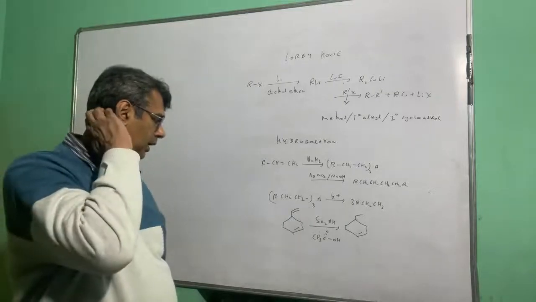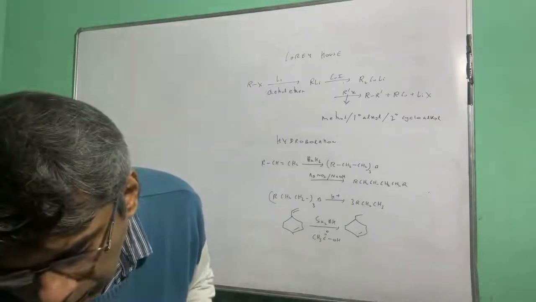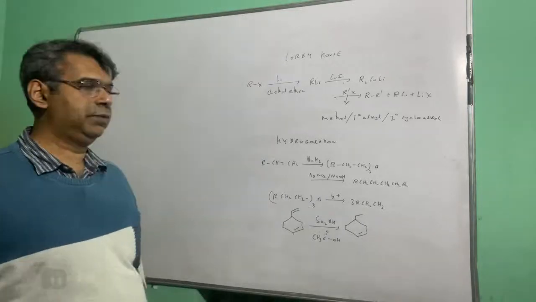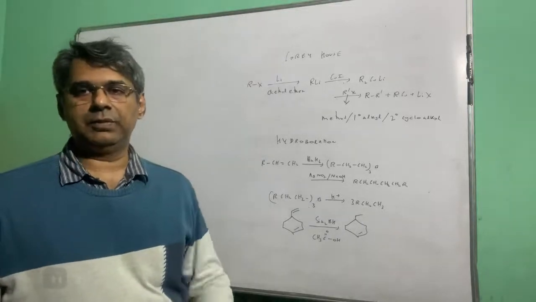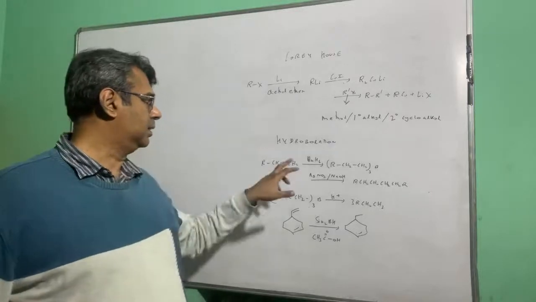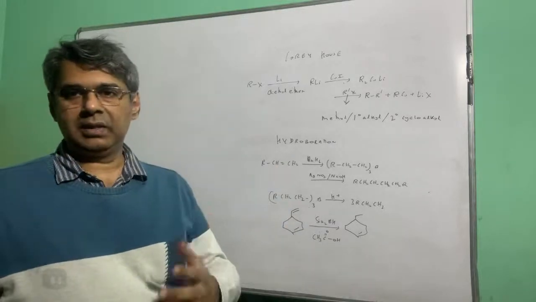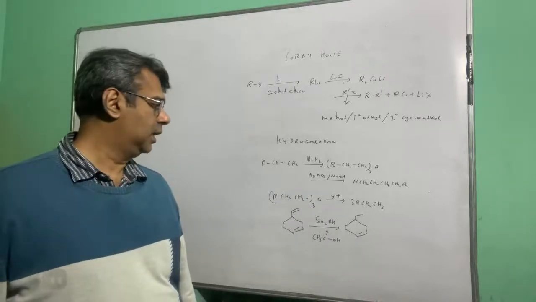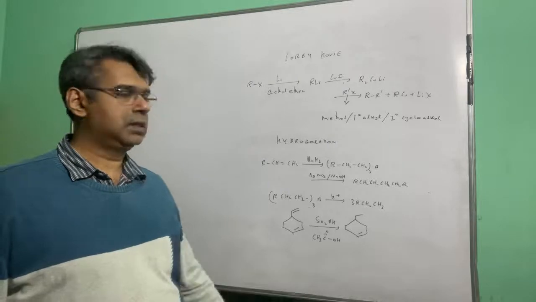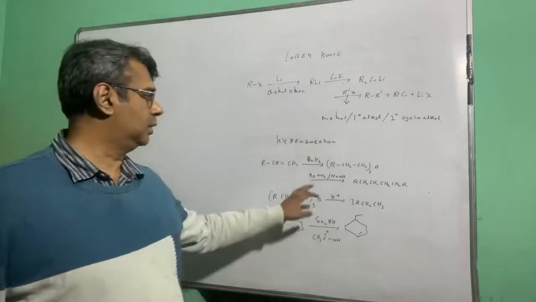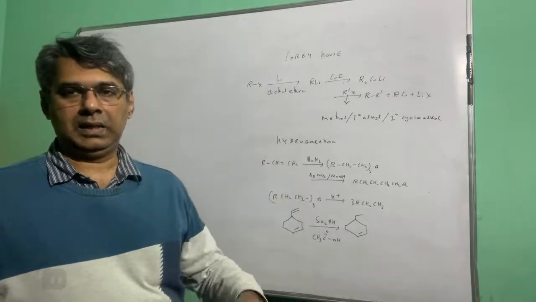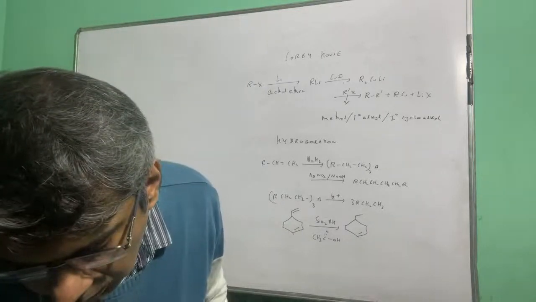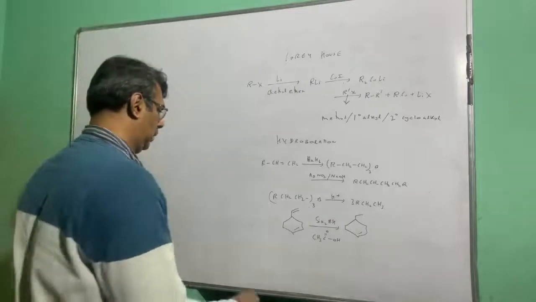Now, what happens is that suppose you have a diene. This is a monoene, it has got only one double bond. Suppose there is a diene, meaning there are two double bonds at two places. Then you will have to use not diborane but another borane which is very big in size. So that is called disiamylborane.